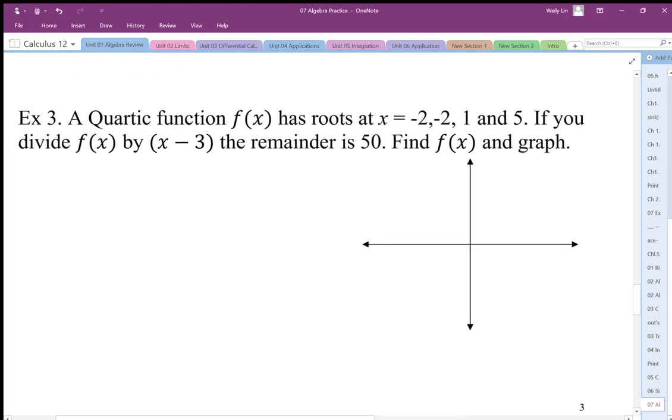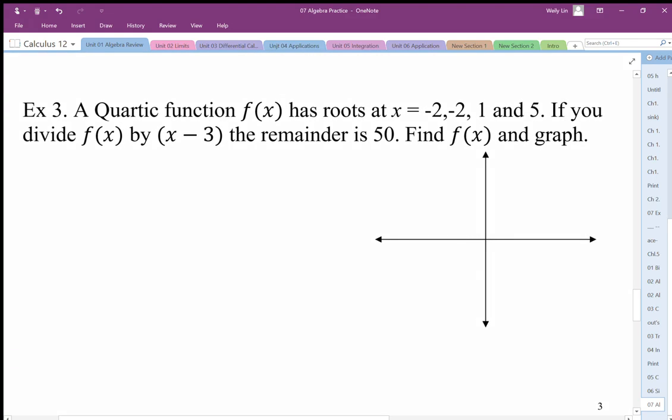Here we have a quartic function. It's got a bounce at -2. It's got zeros at 1 and 5. It says if you divide by x minus 3, the remainder is 50. So let's first set this up.